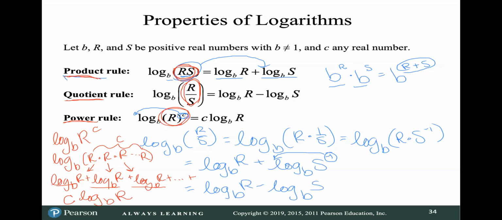Okay, so then the critical thinking question becomes, what if I have log base b of r times log base b of s? Well, we don't have a rule for that, because while this is a product, it's a product of logarithms, not a product within a logarithm. So this is not the product rule.